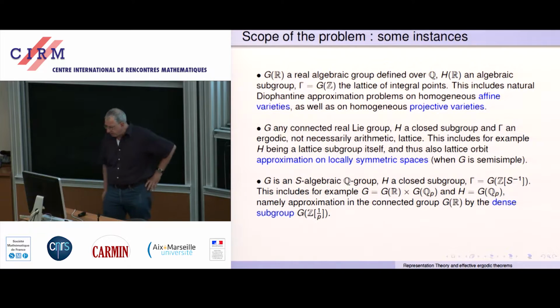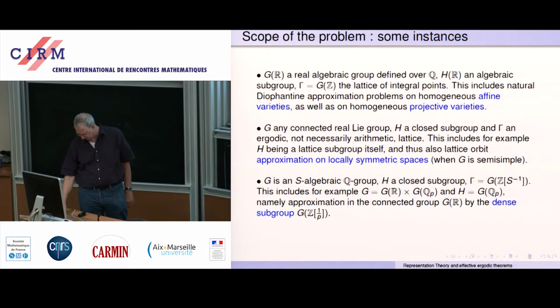And another possibility is to take G to be a so-called S-algebraic group defined over the rationals, and H a closed subgroup, and gamma to be the lattice which is defined by the S-integers. So, for example, this includes groups like G(R) times G(Q_p), and we can then take H to be G(Q_p). So then we are trying to approximate, for example, referring to what you said yesterday, on the connected group variety G(R) by the dense subgroup G(Z[1/p]). And one can consider more general homogeneous spaces.